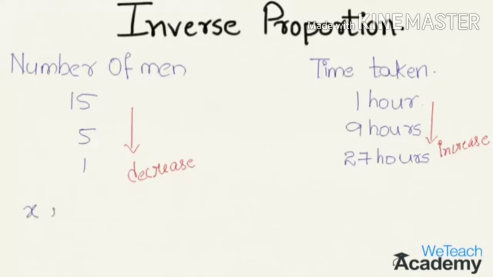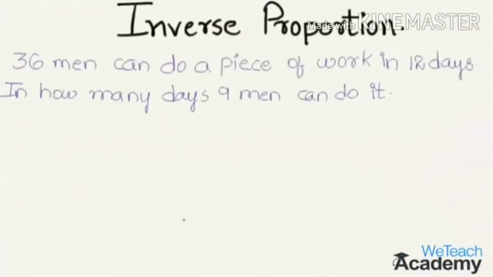Now let us see two quantities x and y. Here, x is inversely proportional to y, which can be represented as x proportional to 1 by y. So this is the condition for inverse proportion. Now let us solve a problem using this concept.